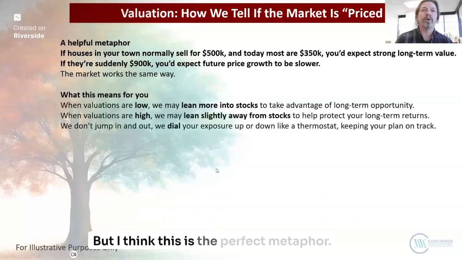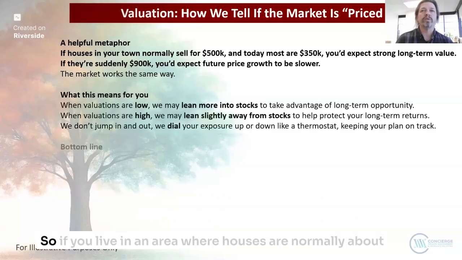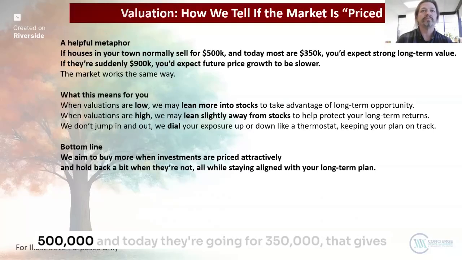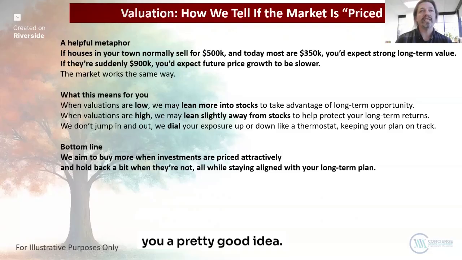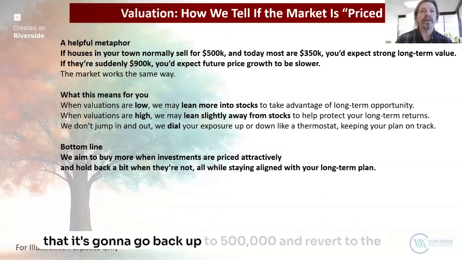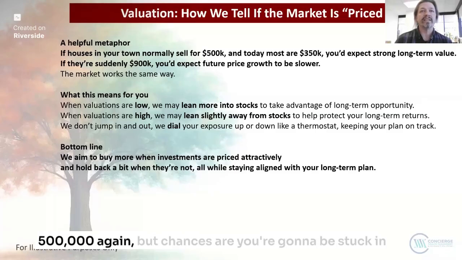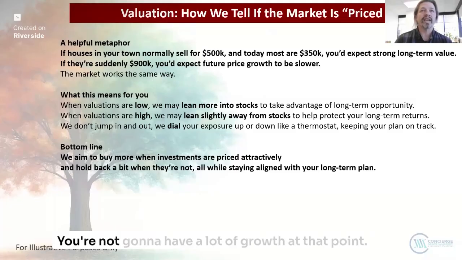I think this is the perfect metaphor. If you live in an area where houses are normally about 500,000 and today they're going for 350,000, that gives you a pretty good idea that it's going to go back up to 500,000 and revert to the mean. And if they're selling for 900,000, you may never see 500,000 again, but chances are you're going to be stuck in that range. You're not going to have a lot of growth at that point.